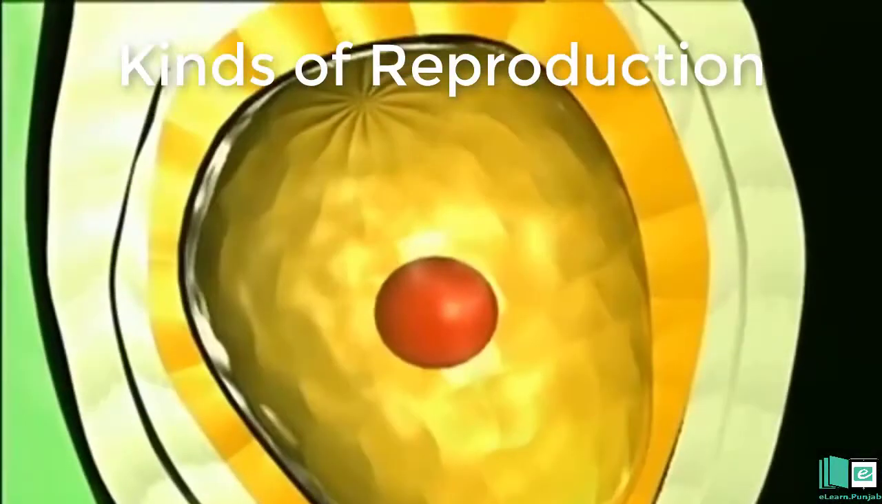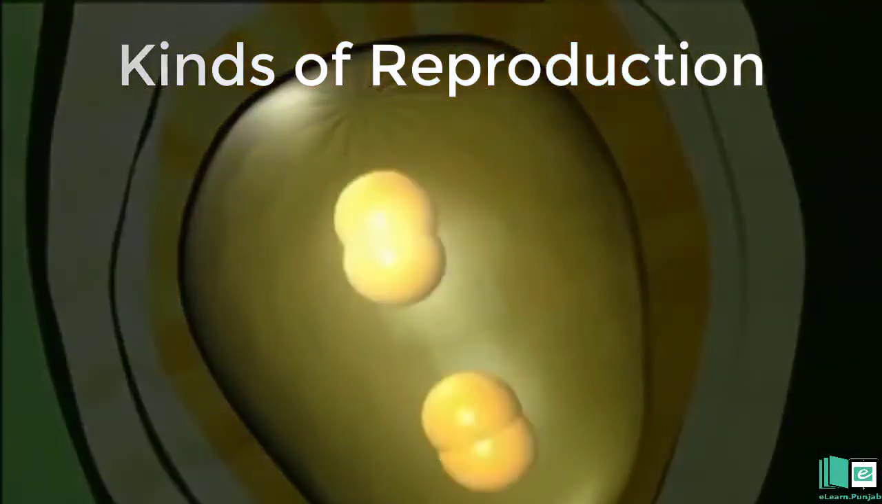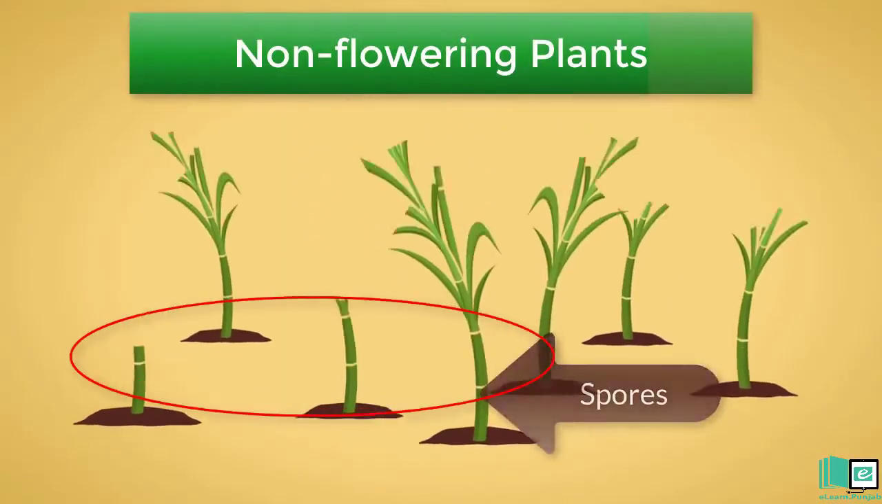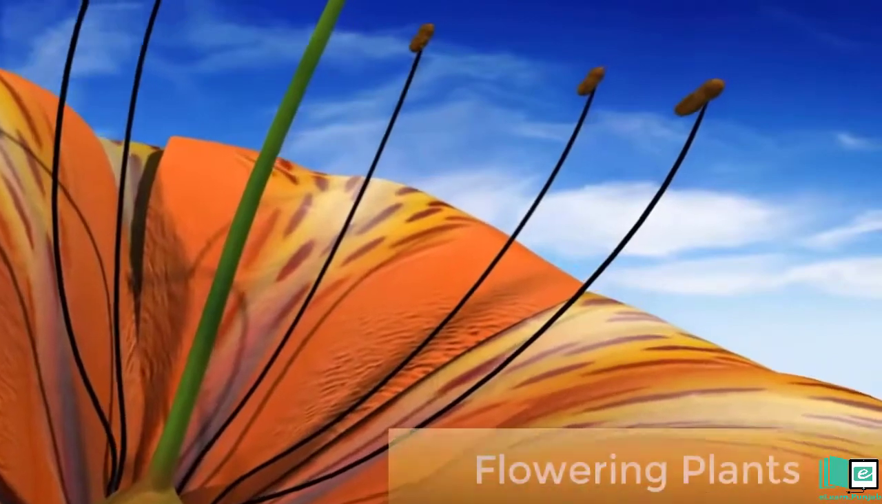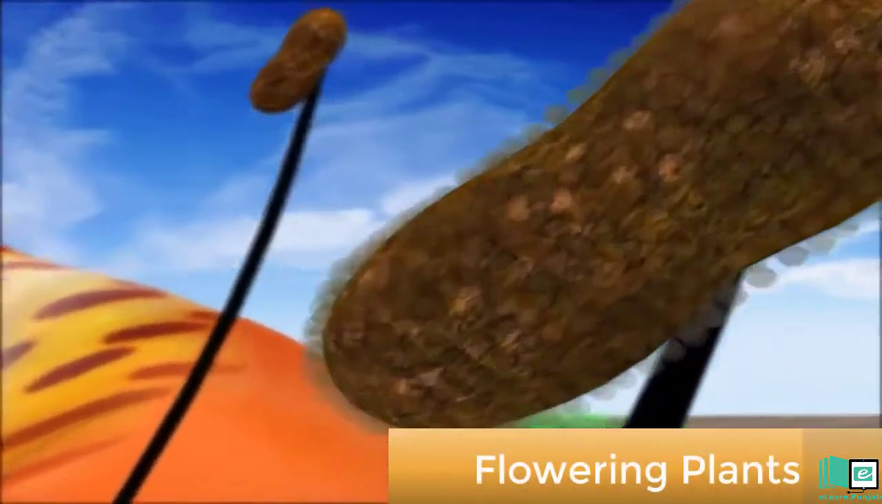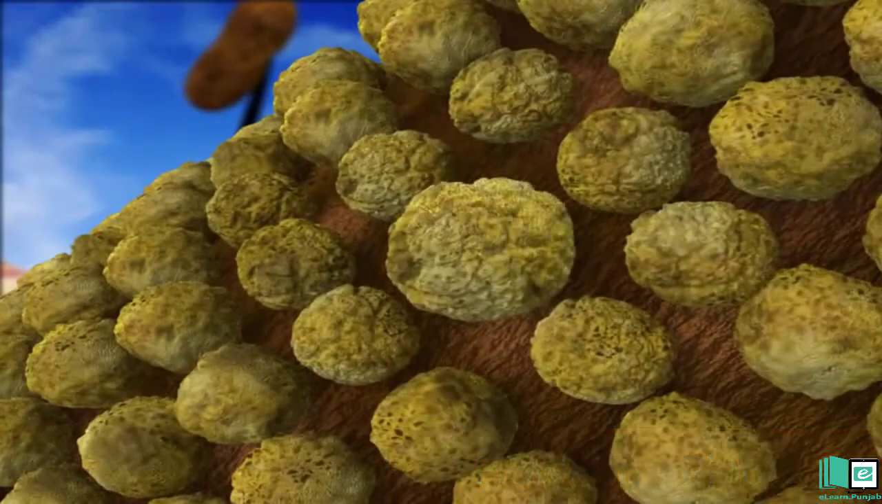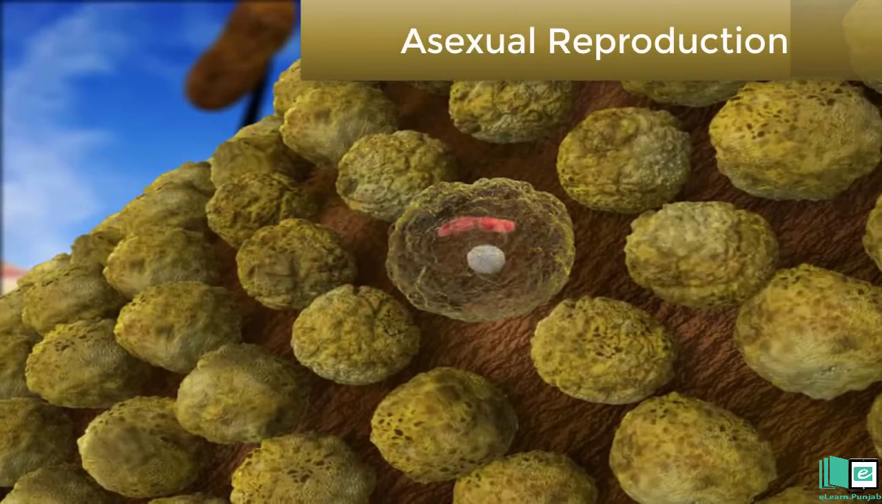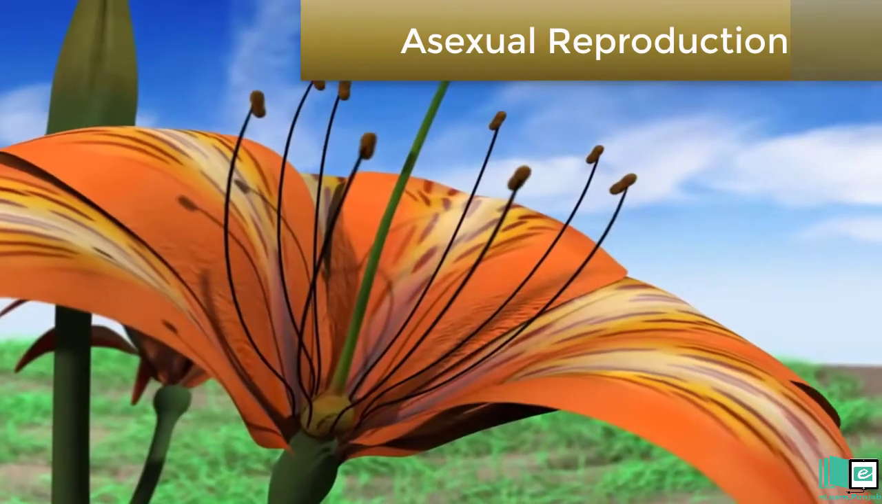Kinds of reproduction. Plants can reproduce in different ways. Non-flowering plants reproduce by producing spores. Flowering plants produce seeds. The type of reproduction in which a cell from only one parent develops into offspring is called asexual reproduction. Various methods of asexual reproduction are commonly found in plants.